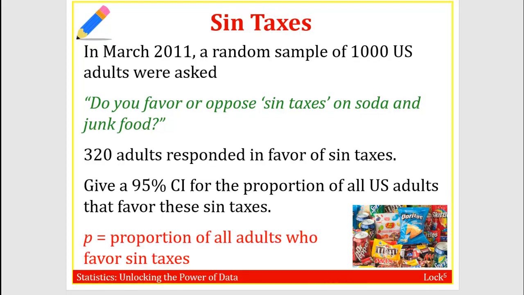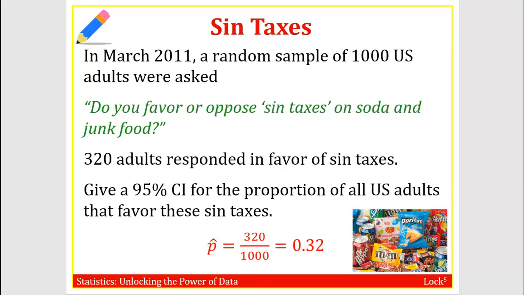So first thing we're going to do is define our parameters. In this case, we're looking at one proportion, so we have one parameter, p, the population parameter. So the correct notation for that parameter is p, and p is equal to the proportion of all adults who would favor the sin taxes.